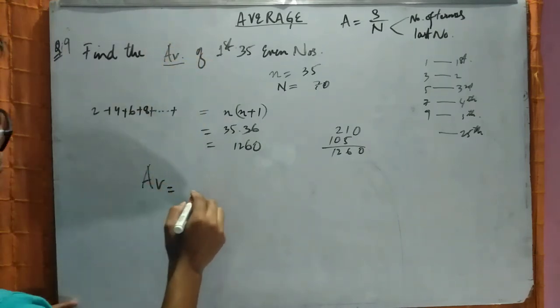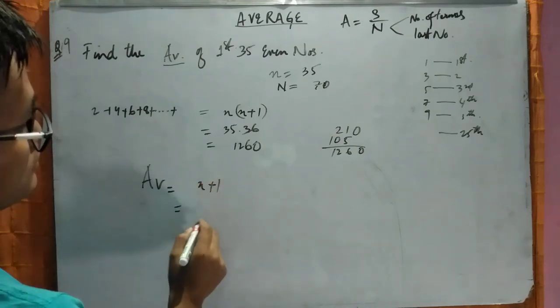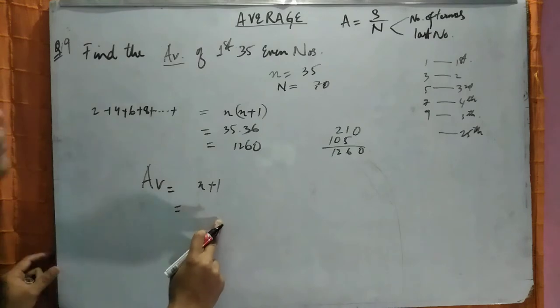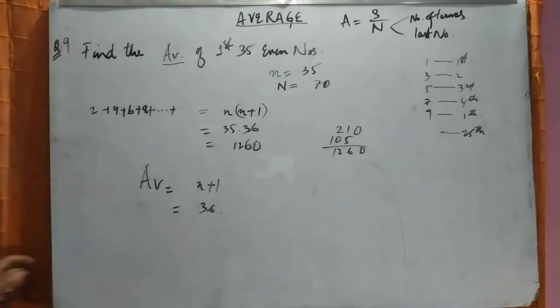The average formula is N plus 1. N value is 35, so the average is 36.